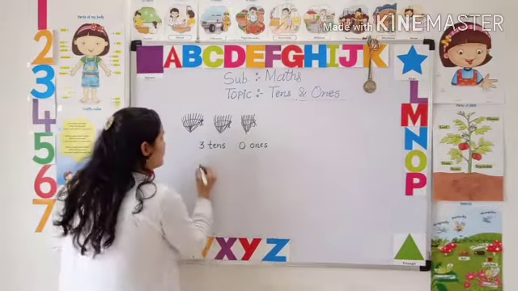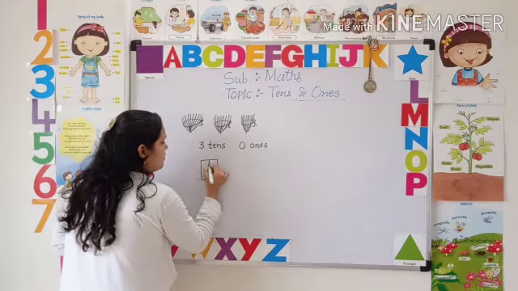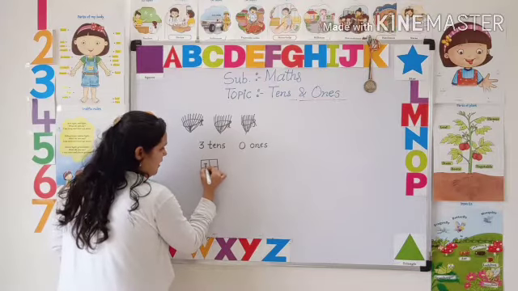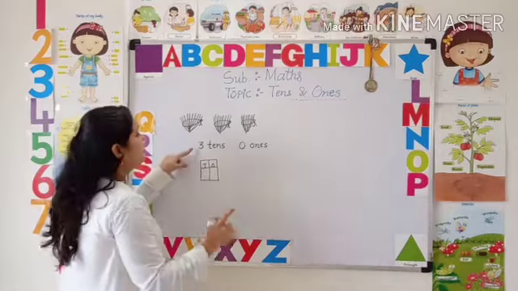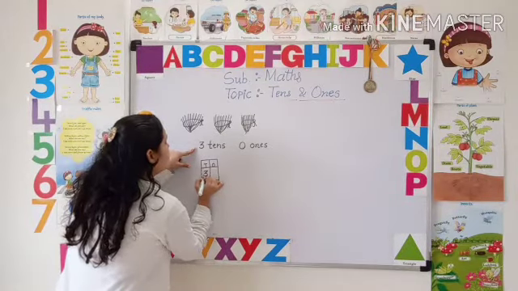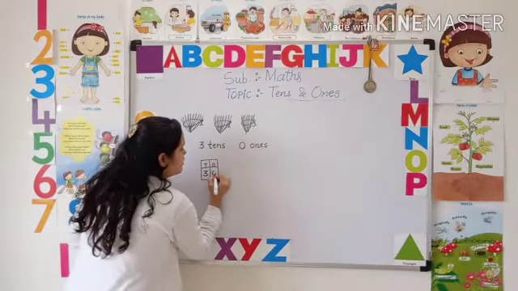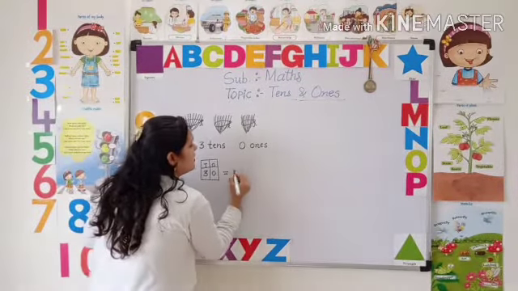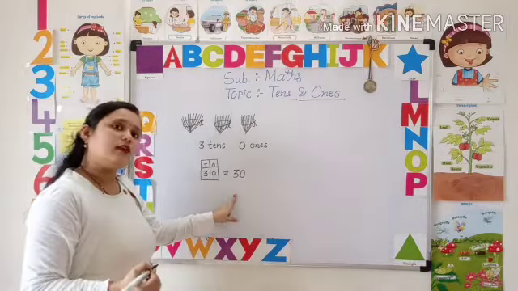How can we represent it in the value chart? I will write here 10s, here 1s, and I will write 3 under the 10s and 0 under the 1s column. It means my answer is 30. 3, 0, 30.